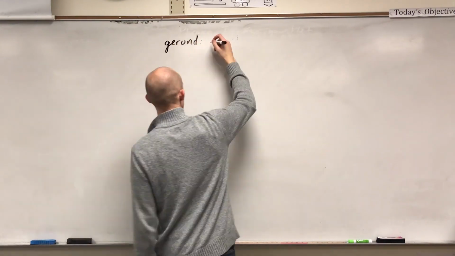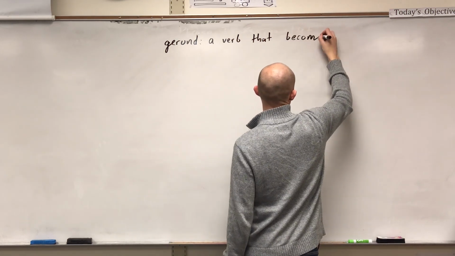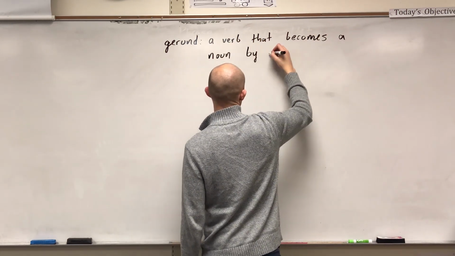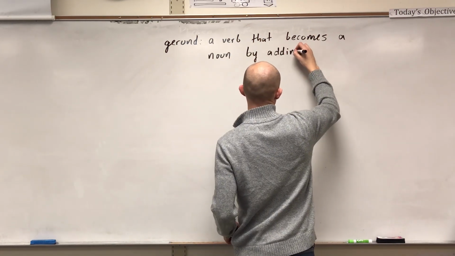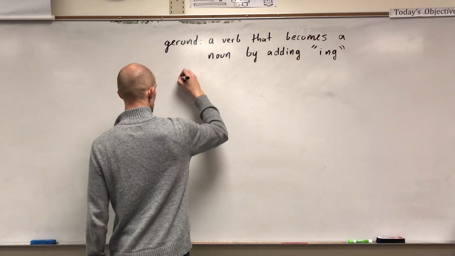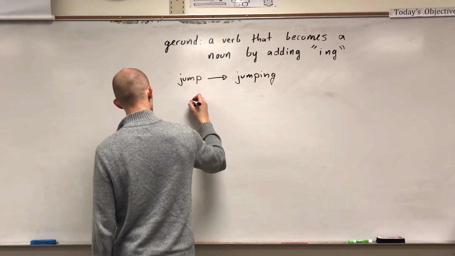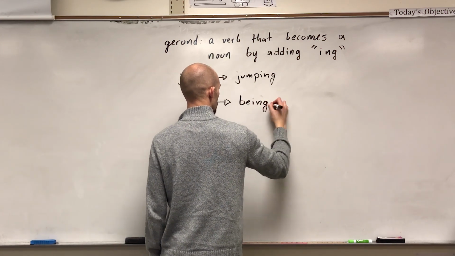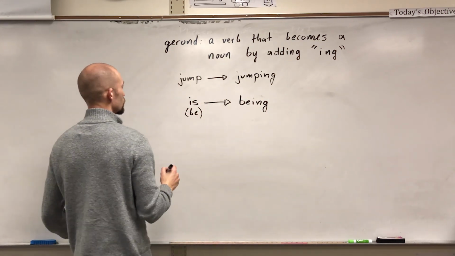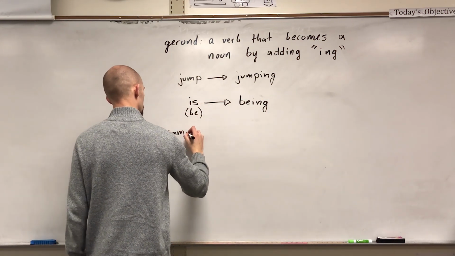First up, gerund phrases. Now, a gerund is a verb that becomes a noun when -ing gets attached to the end of it. The word jump is a verb, but jumping is a noun. The thing of doing jumps. Is is a to-be verb, but being, the state of being, becomes a noun.